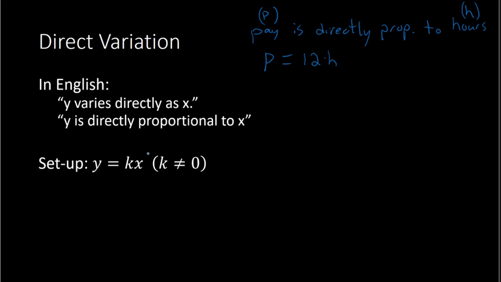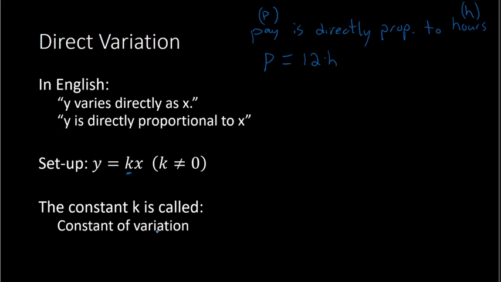Okay, so same thing with our setup for anything. It's going to be y equals k, some number, some constant, times x, times your other value. And here the k is called your constant. So it's called a constant, or also called a constant of variation, or constant of proportionality. Okay, so it can be called any of these things.